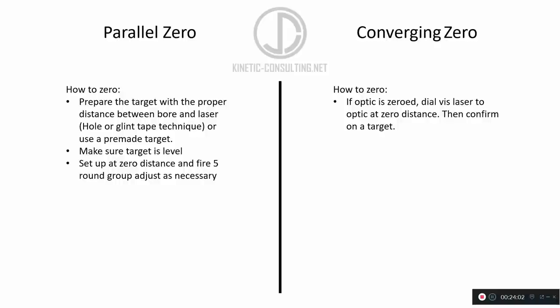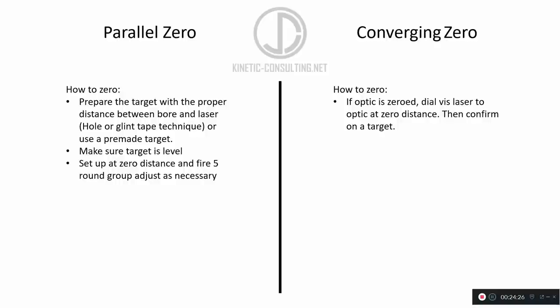Or if you use glint tape, it'll reflect back, also blooming the laser, which is also not my favorite way of doing this. I prefer a little hole because it'll make it a little easier for you to understand where you are on the target versus a glint tape technique that reflects and blooms your laser out. So think about that as well. Or you can use a pre-made target, like I said.